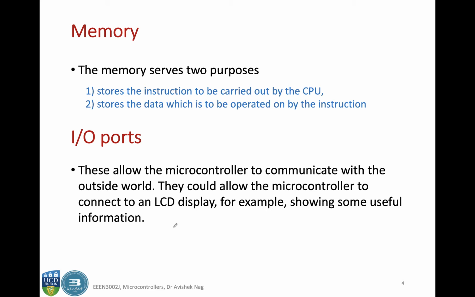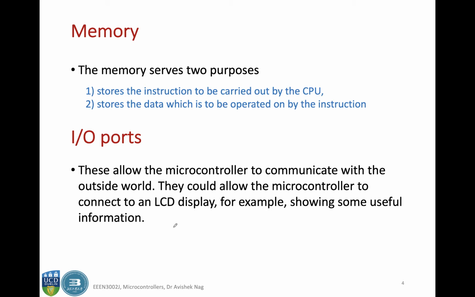And the memory serves two purposes. So basically, it stores the instruction to be carried out by the CPU, and it also stores the data on which you need to perform the instruction. So both of them are stored in the memory, and the memory has two functions. And then the IO ports, they allow the microcontroller to communicate with the outside world.